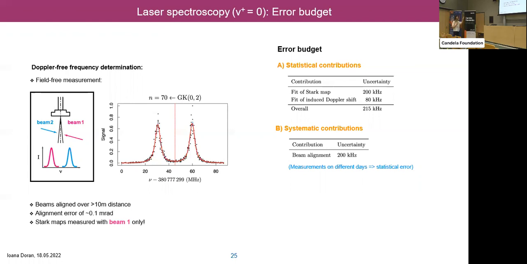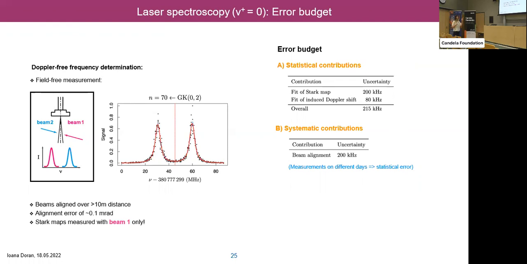This will then lead to a red shifted line. We have a mirror and we reflect it. The effect will be opposite, and then we can take the average of these two transition frequencies and get a Doppler-free transition frequency. We do this in the beginning of the day, and then we block the reflected beam, and we record the rest of the Stark map just with one beam, and at the end we reference back to the Doppler-free position. Good.